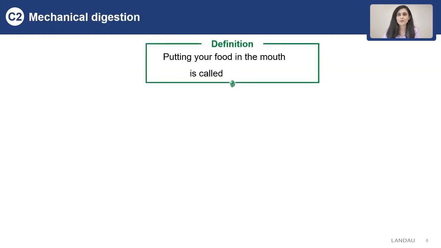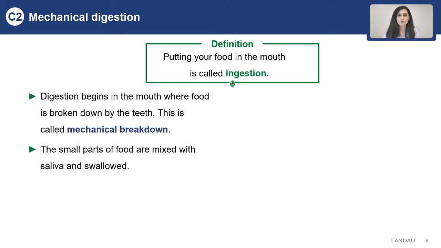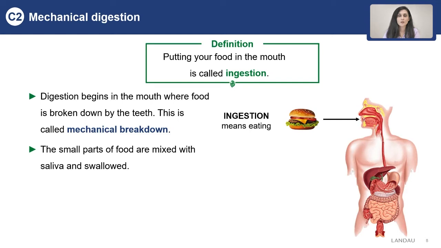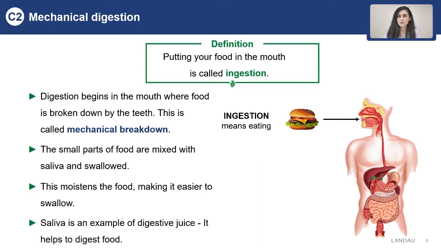Putting your food in the mouth is called ingestion. When you put your food into your mouth, chemical and mechanical digestion starts right in the mouth. When you start to chew your food with the help of your teeth, mechanical digestion happens, which basically means you take a big piece of food and break it down into smaller pieces. But other than chewing in the mouth, saliva is also added to your food. And saliva helps to moisten the food and make it easier to swallow. Also, it is an example of a digestive juice, which we will talk about in more detail in chemical digestion.